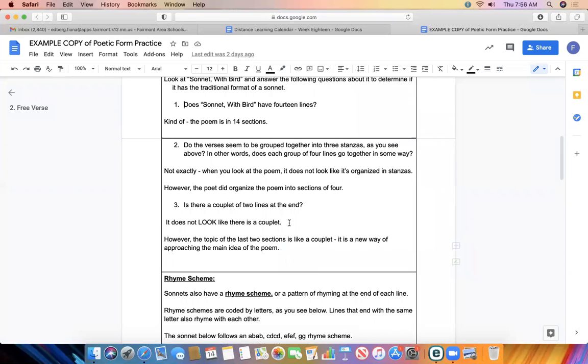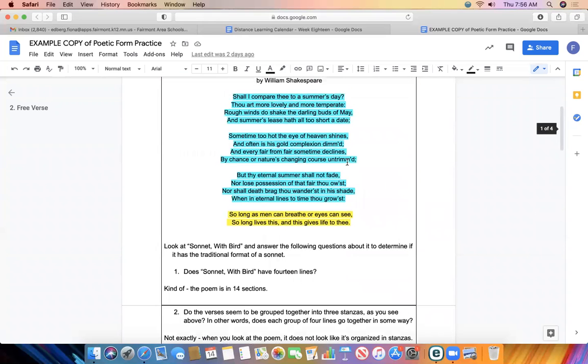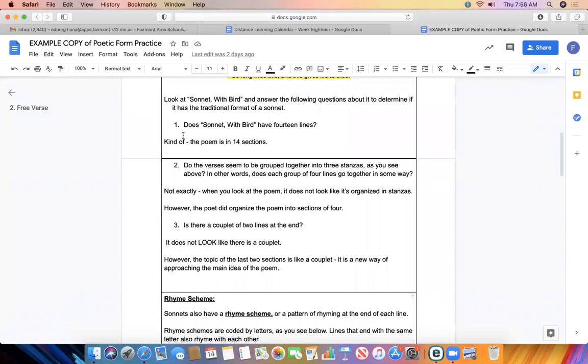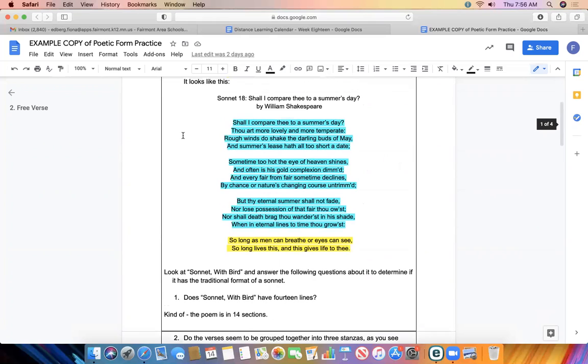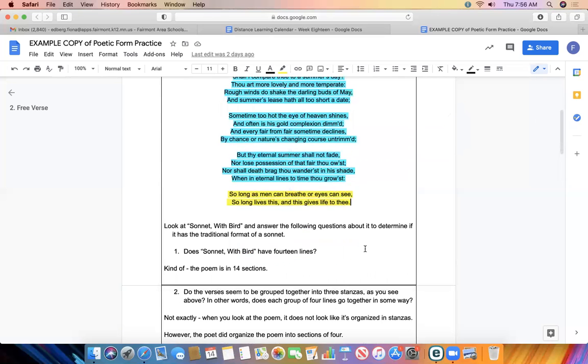So to summarize what's going on here, this is definitely not a traditional sonnet by any means. It's almost more that it took the idea of a traditional sonnet like this one up here and then ran with it. It just kind of did its own thing and had its own interpretation.